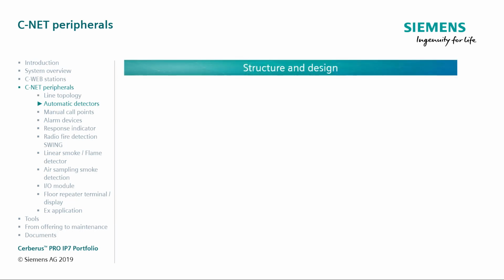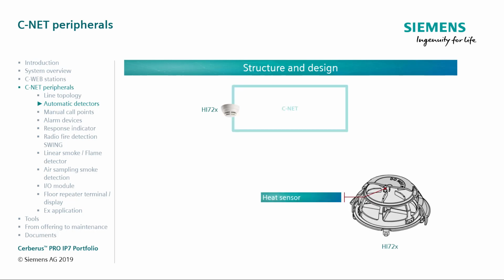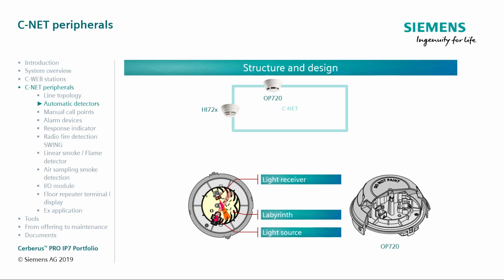You are now familiar with Cerberus PRO's different detectors. Let's take a look at the hardware design and structure of Cerberus PRO detectors. The HI72X heat detector range is equipped with one heat sensor.